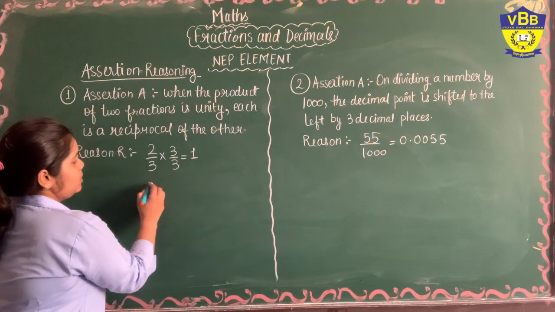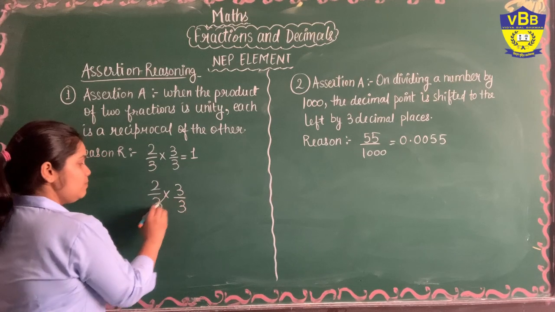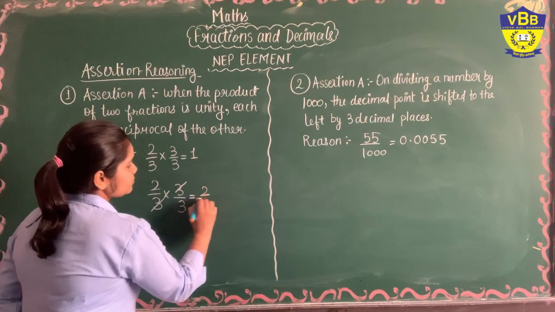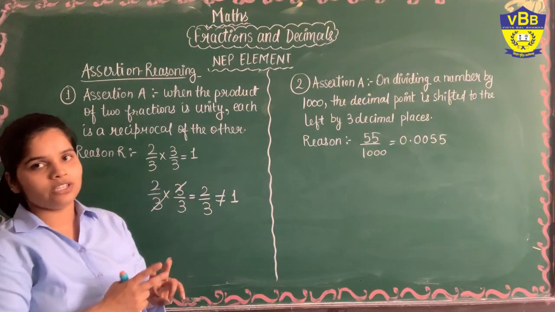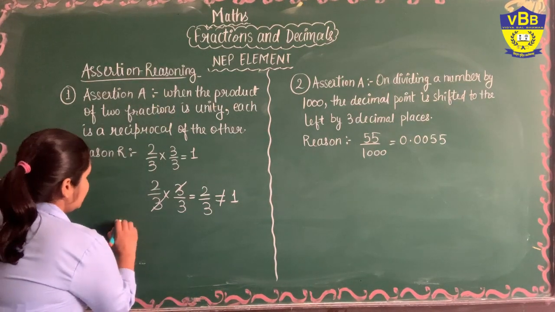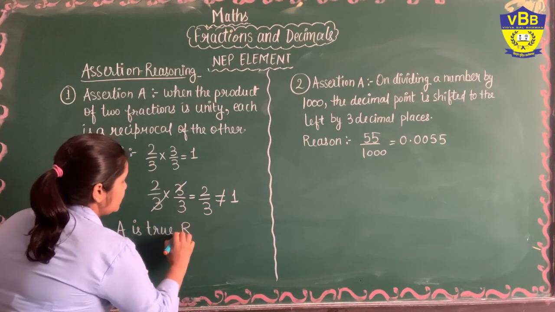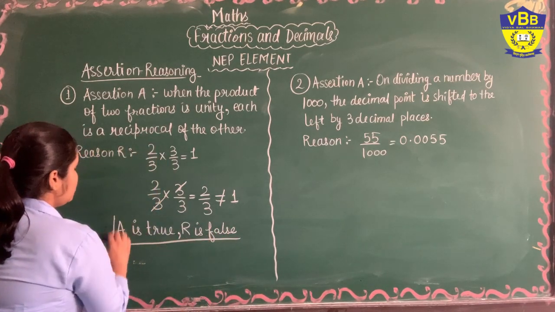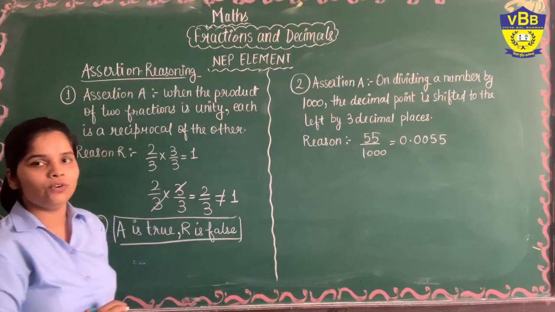Or also you can see that when you solve 2 by 3 times 3 by 3, you can simplify the numerator and denominator, 3 and 3 cancel out each other. The answer is coming 2 by 3, that is not equal to 1. So in both situations, this reason is false and the assertion is true. So here assertion A is true and reason R is false. So out of the 4 options, the correct option is C. Assertion is true and reason is false. Understood?